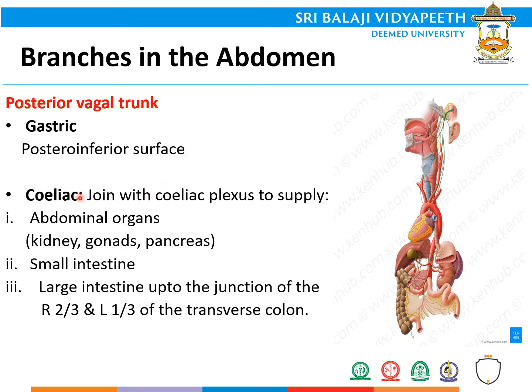And then it also gives rise to celiac branches which join the celiac plexus to supply the abdominal organs such as the kidney, gonads and pancreas. It also innervates the small intestines and the large intestines up to the junction of the right 2/3 and left 1/3 of the transverse colon.